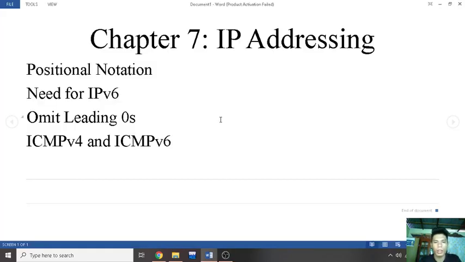So in this video in chapter 7, IP addressing, I'm going to discuss the summary of chapter 7. First, IP addressing. Addressing is a critical function of network layer protocols.